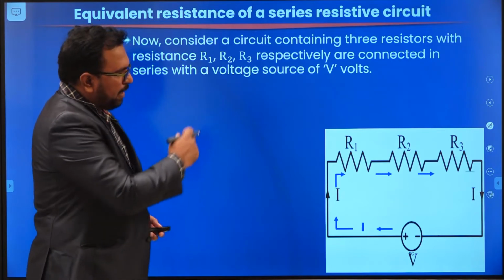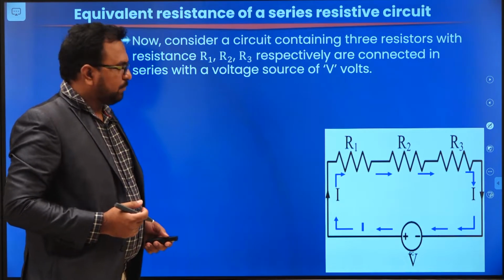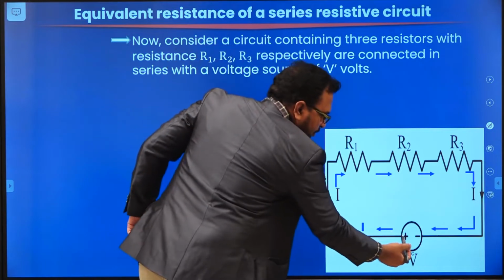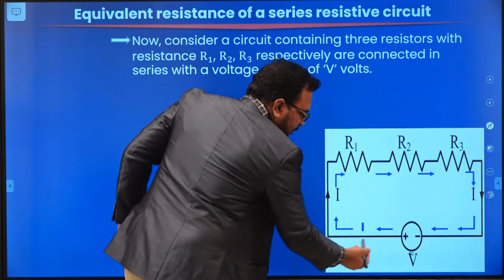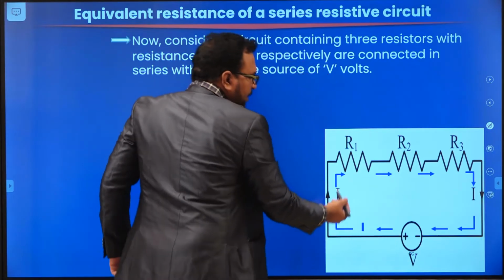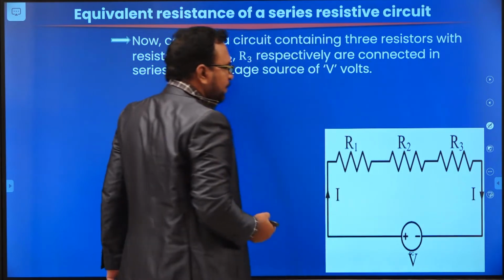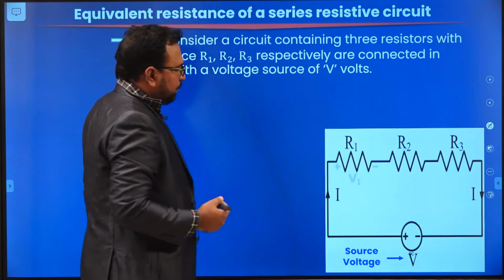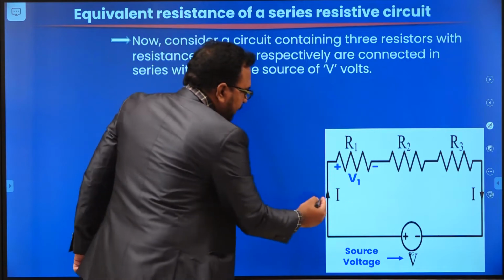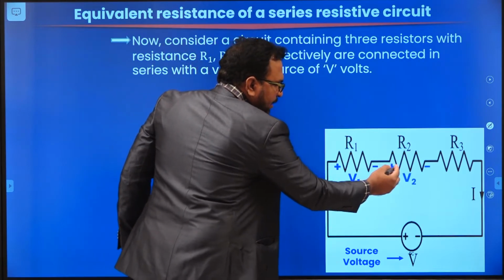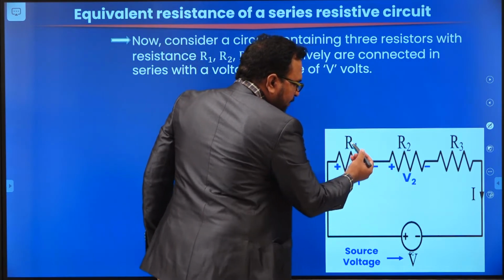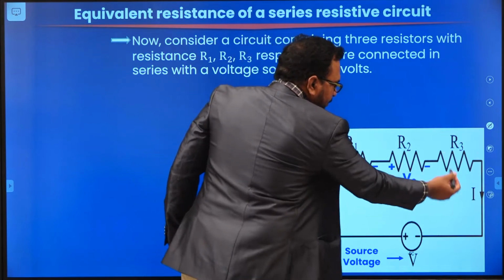Let us assume that the current I is flowing in clockwise direction, because the source will always give current from the positive terminal only. So current will come out of the positive terminal and it will go like this. Now how are we going to assign the polarities? Entering terminal is plus, leaving terminal is minus. So assume that the voltage across R1 is V1, then V2, then V3.